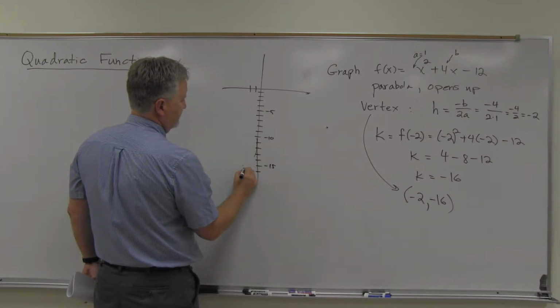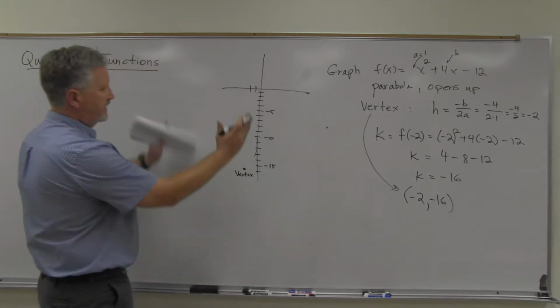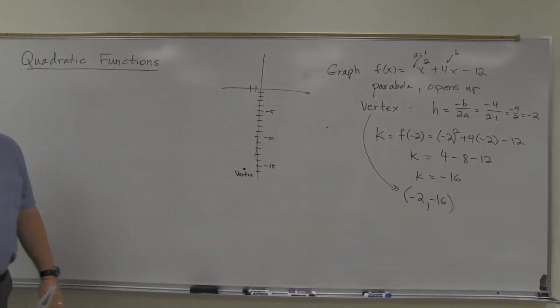Negative 2, negative 16, that's my vertex. And so we can see it opens up. All right, but let's get a couple more here. And on these, I want you to compute both intercepts. Let's get the x and the y-intercept on this one.